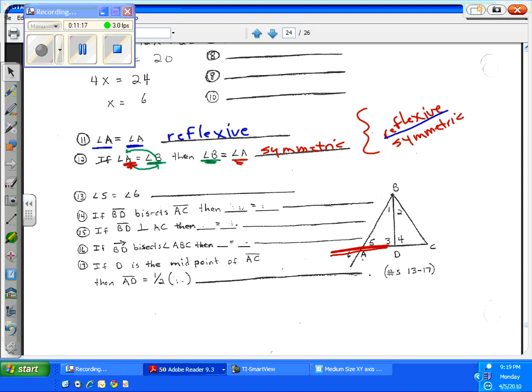Angle 5 and 6, if we draw them, we see that they're angles across from each other when two lines intersect. We call those vertical angles, so we can say they're equal by the vertical angle theorem, which we simply say: vertical angles are equal.